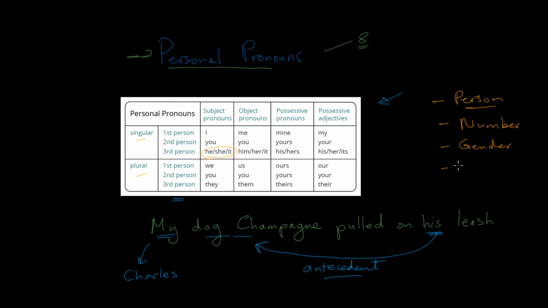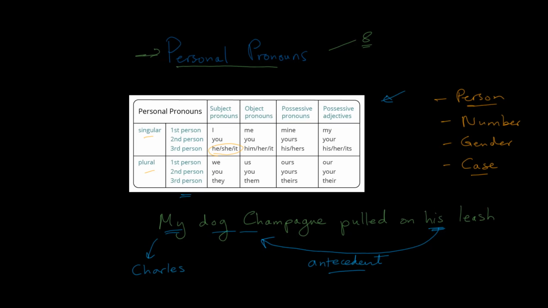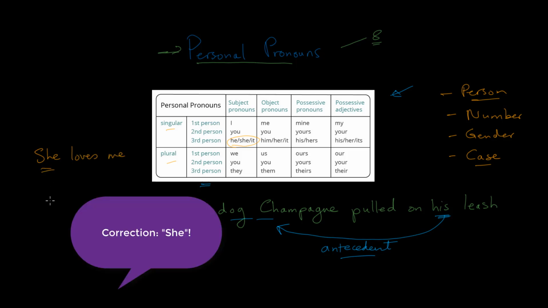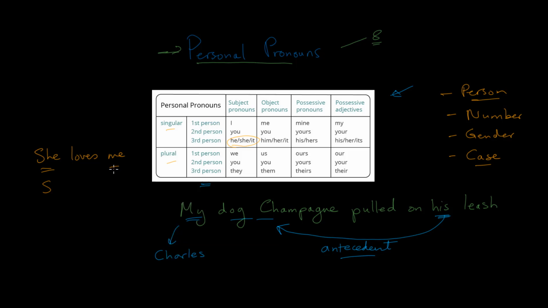And then finally we have case. So case refers to how the pronoun is being used in the sentence. If you say, for instance, she loves me, then she here is in the subject position, right? That is its case, and me is in the object position. And you can see that we have subject pronouns and we have object pronouns.